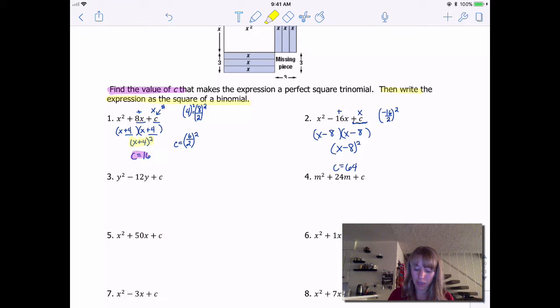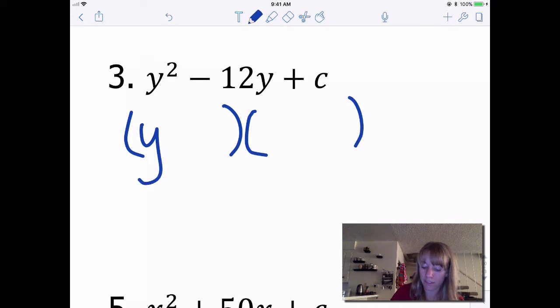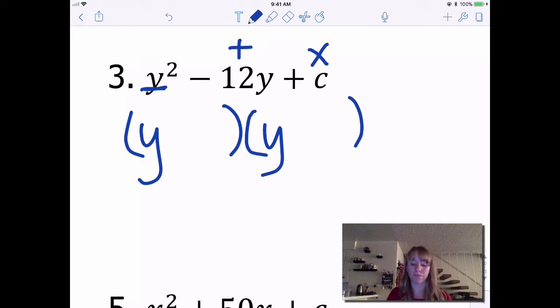I'm going to do just a couple more with you, and then I'll have you try a few. I'll try number 3. So this time I want to have two parentheses. This time it's y and y, because I need it to multiply to y squared. And then I still am add, multiply. So what two numbers add to negative 12?